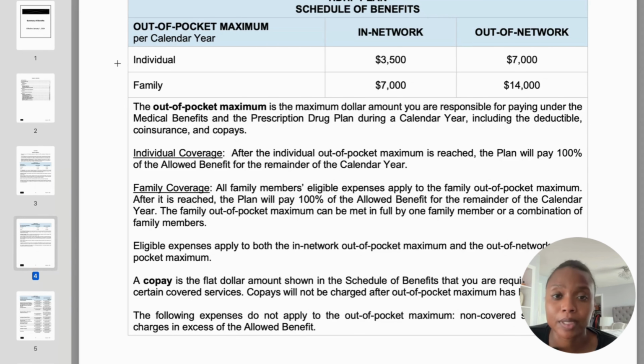So for an individual plan, the out-of-pocket max for in-network services is $3,500 and it's $7,000 for out-of-network services. But for a family plan, the out-of-pocket max for in-network services is $7,000 and it's $14,000 for out-of-network services. So the way you would read that is if you have a family plan, and you all are seeing your doctors in network, then once everyone in that family, so combined, spends $7,000 on covered services that are in network, your plan would pay for 100% of in network services afterwards.